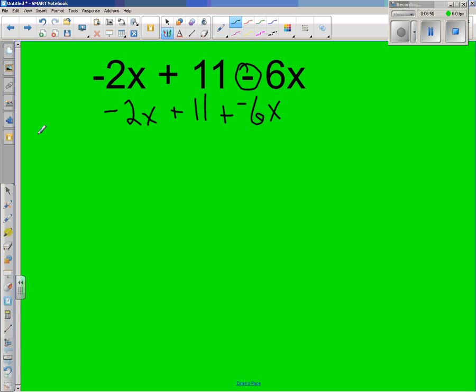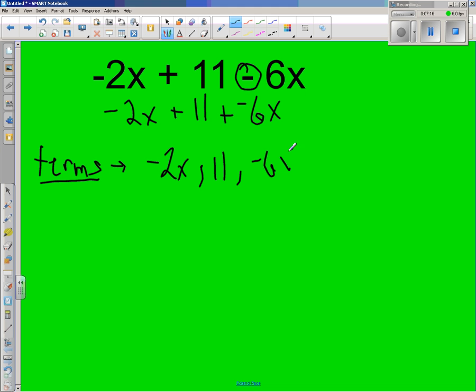Now, when I go to identify my terms and my constants and all that good stuff, I can't forget about those negatives. Those negatives are important. So here, my first term is going to be negative 2x. If you just put 2x, it's going to be marked wrong. I'll separate my terms by a comma. My next term is 11, and then my last term is negative 6x.